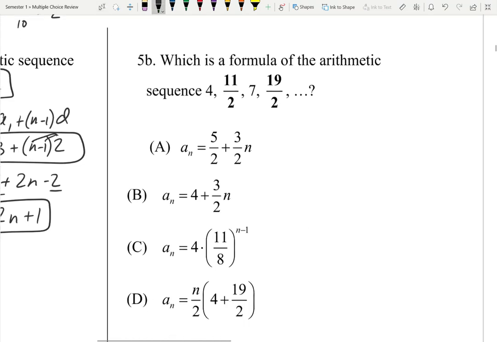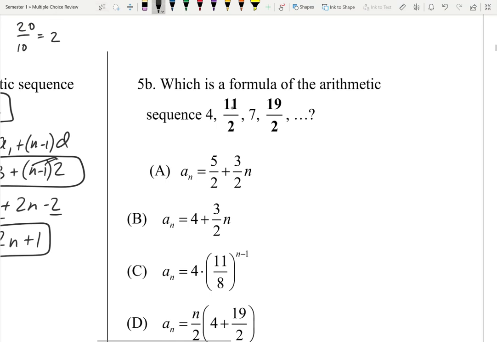To simplify this, 4, 11 halves, 7, 19 halves, let's get them all over 2. So what we're asking is what number divided by 2 would equal 4? And some of us struggle with that. So what number divided by 2 equals 4? And that number is 8. 8 divided by 2 is equal to 4.